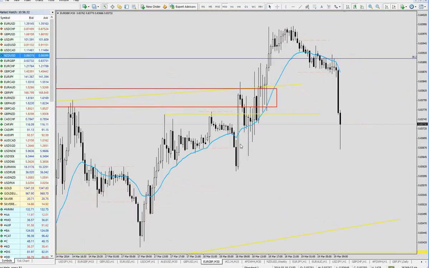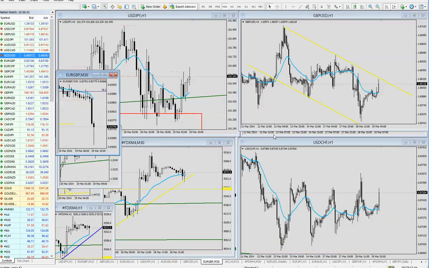And yes, as I mentioned, we were within the visible support area. It was so good that I took some partial profit. Now we're trying to go slightly higher, mostly because of the pullback from the falling trend line here on pound dollar. So pound is weakening slightly 30 minutes before the data, right?